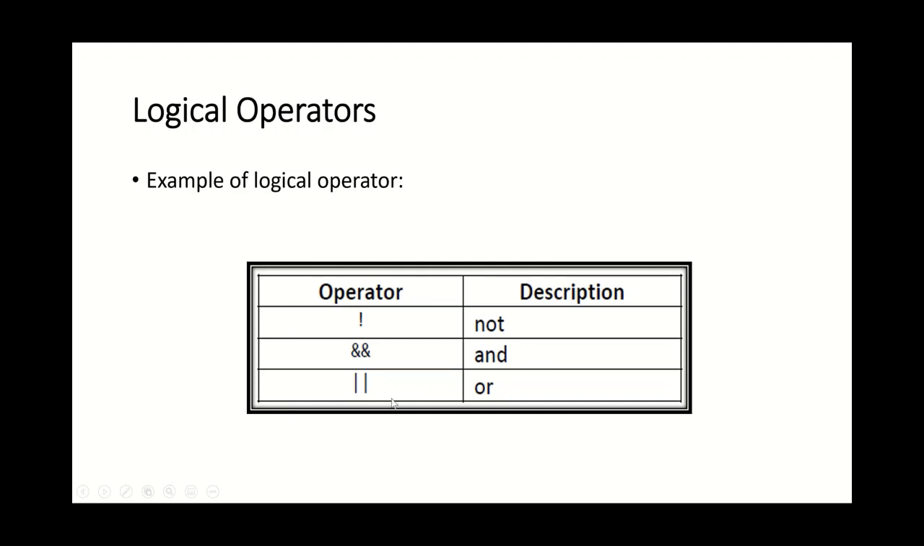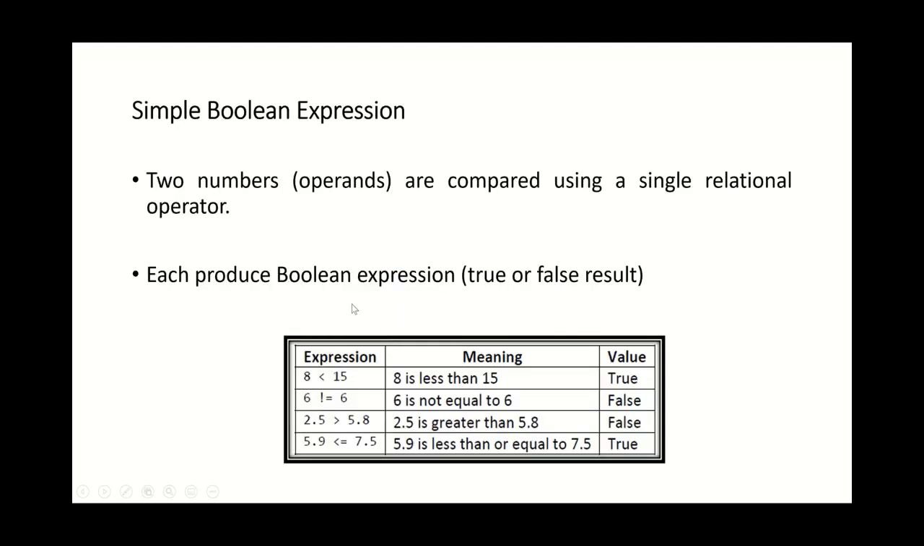This is an example of logical operators. Actually I have explained previously that we have three types of operator: not, and, or. Next, simple Boolean expressions: two numbers which are operands. Operands refer to the values or numbers that we want to compare. We compare using a single relational operator, and each will produce a Boolean result, either true or false. In these examples, we have the expression, what is the meaning of that expression, and what is the value for the expression.